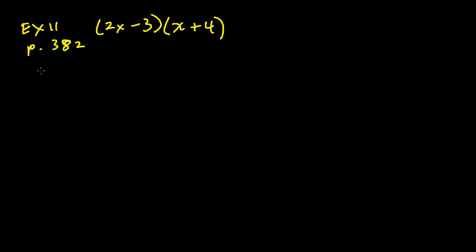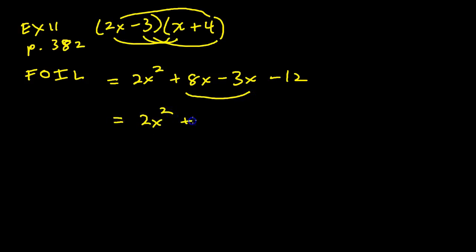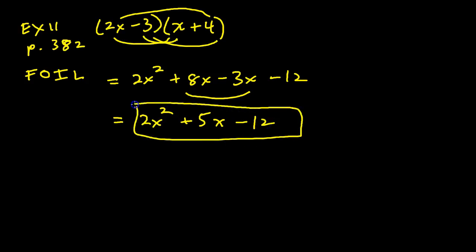All right, again, firsts, outers, inners, lasts, and add up those products. First product is 2x squared. Outer product is plus 8x. Inner product is minus 3x. And the last product is minus 12. Of course, here the inner and outer products are like terms. So I'll write a final answer, 2x squared plus 5x minus 12. Final answer.